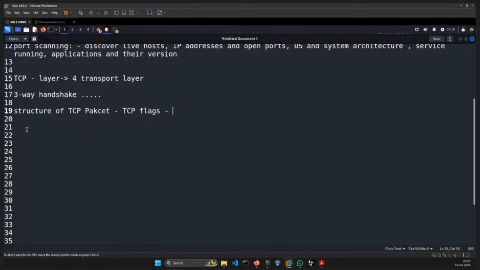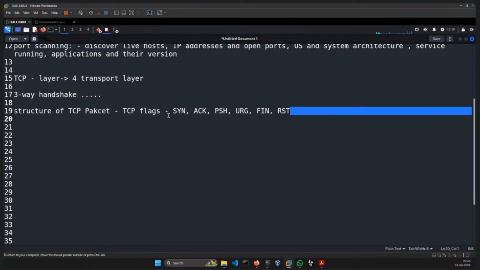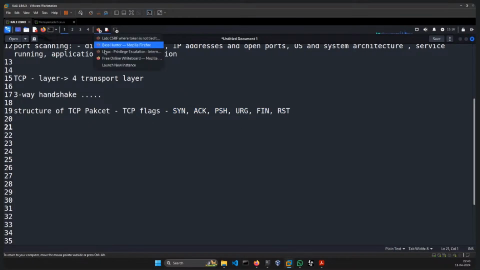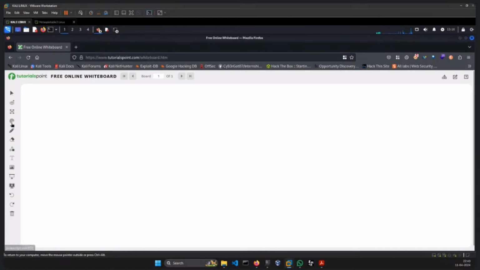Okay, I will just write it for you. The first one is SYN, another one is ACK, another one is PSH for push, then URG is for urgent. Then we have FIN, which is finish, and RST is for reset. These are the flags, and we will deal with all these ways we can scan through Nmap. I hope you guys have a basic understanding of the three-way handshake, but I will repeat it one more time for our beginners.